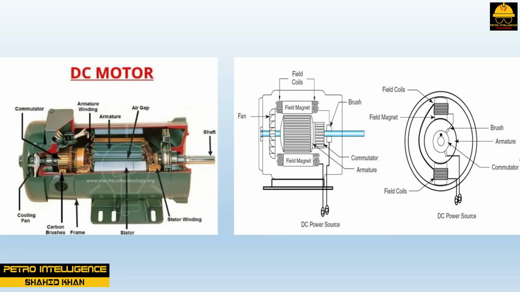The field structure provides a magnetic field for the armature to move through. Magnetic fields are composed of lines of force. In DC motors, the terms field structure, field magnet, and field coils may be used to represent the stationary magnet.